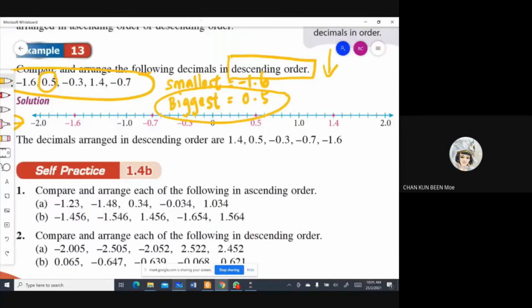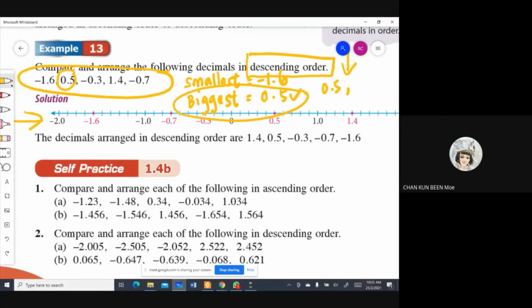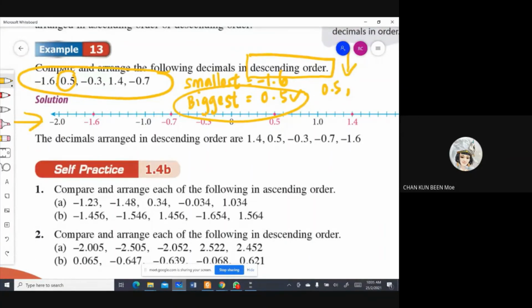So I'll go back to this. We need to arrange it from the biggest to the smallest one. So the biggest, we already have it, which is 0.5. I take it. Then we go back to the list that is given. Sorry, it's not 0.5. 0.5 is not the biggest one. The biggest one is 1.4. So we have to start over. 1.4 is the biggest one.